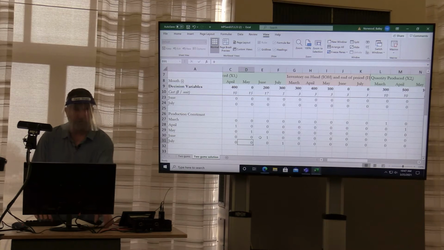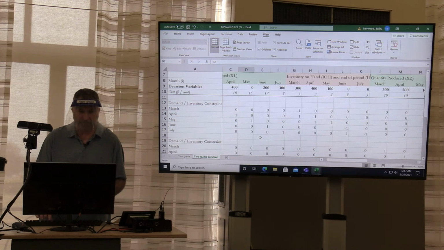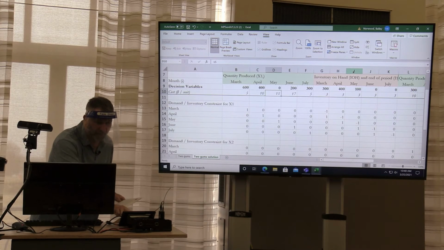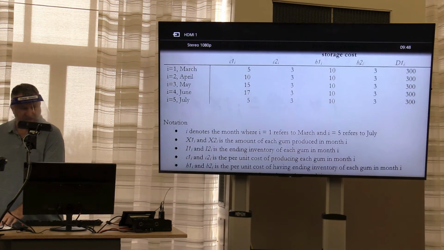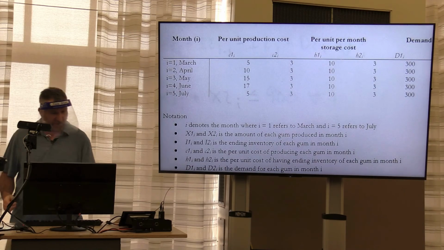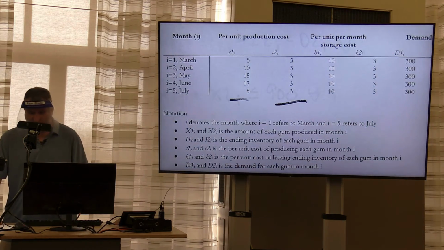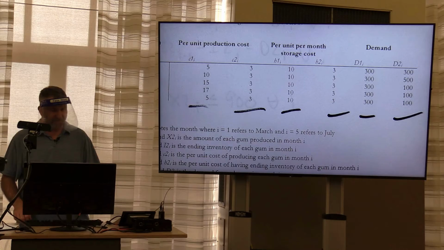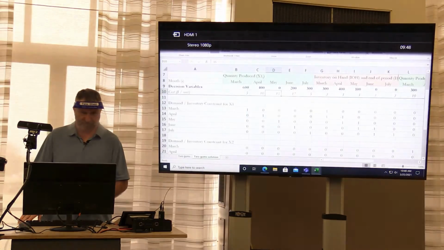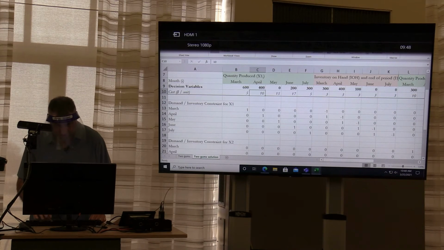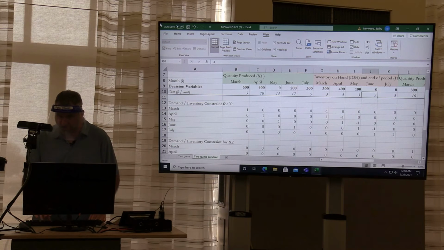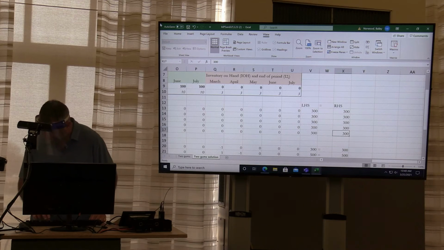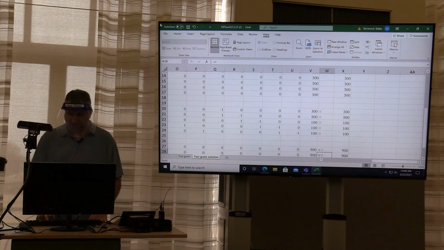And let's make sure we're doing our question right. So we're still doing the worksheet for March 23rd. Where these are the data. This is telling us what production costs of each gum are, what storage costs are, and what demand is. So we want to make sure that these numbers are correct in the spreadsheet. And so I'm going to check these cost numbers, 5, 10, 15, 17, 5, that looks right. Three, that looks right. Then we go tens, then we go threes. Demand should be 300 every month for good 1, then 300, 500, 100, 100, 100. This 900 should be, okay, everything looks good there.